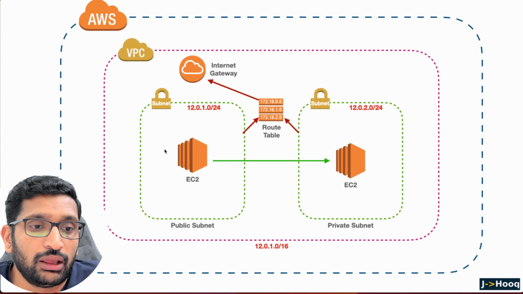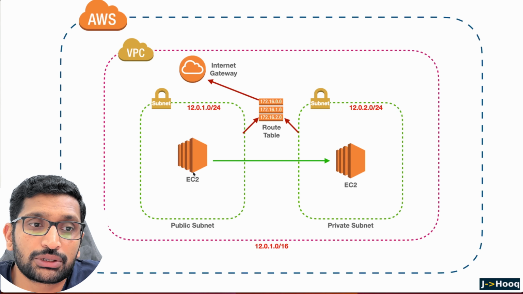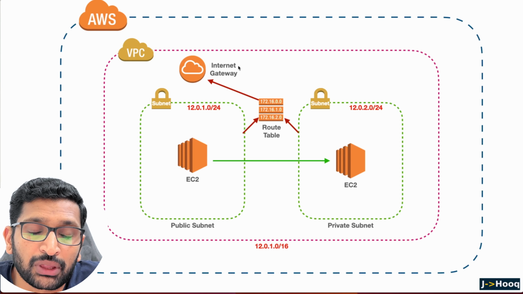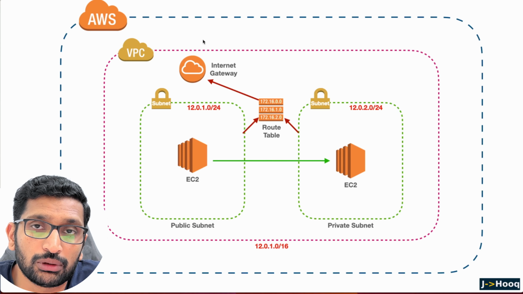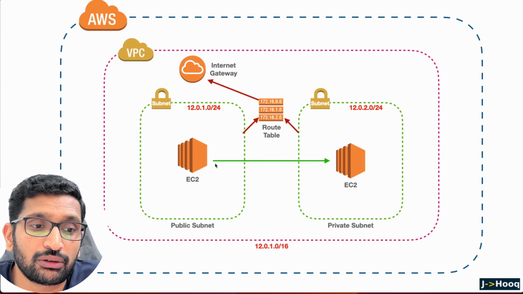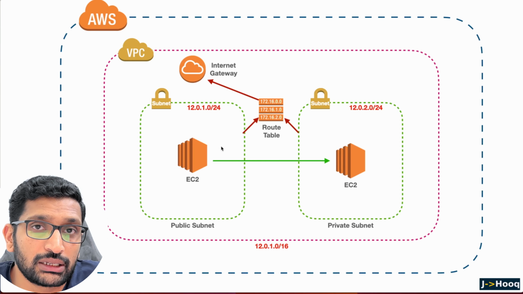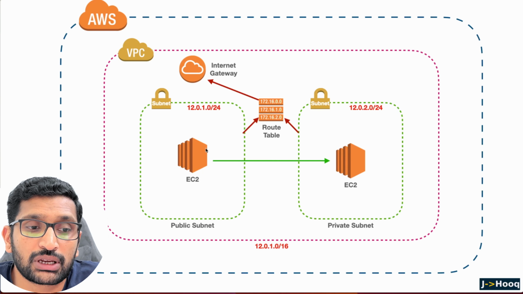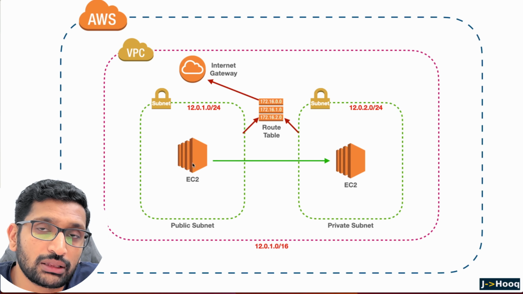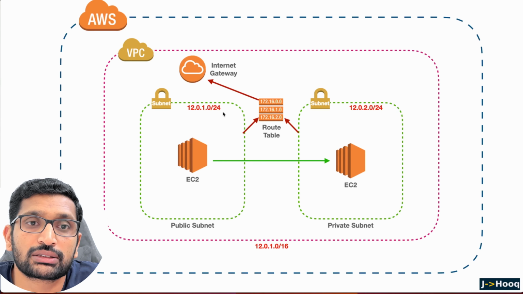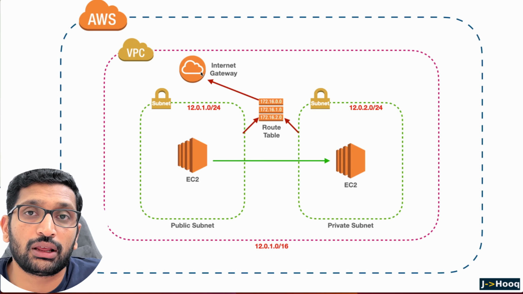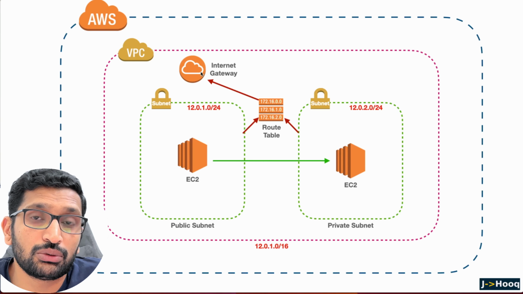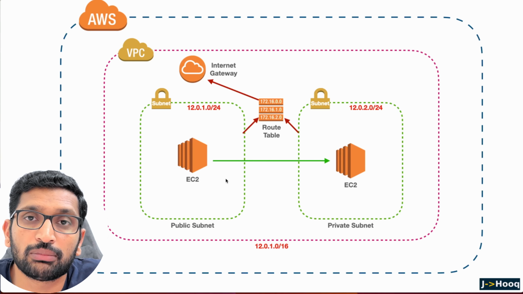But in general, any resource which is present in a public subnet should have access to an internet gateway. For that purpose, we just need to create an internet gateway in your AWS account, which needs to be associated with your public subnet, so that any resource which will be created inside this public subnet, and the example I'm taking here is EC2, but if you create another EC2 instance, then that will also have access to the internet. So that's the main reason we need to create an internet gateway and associate it with our public subnet.